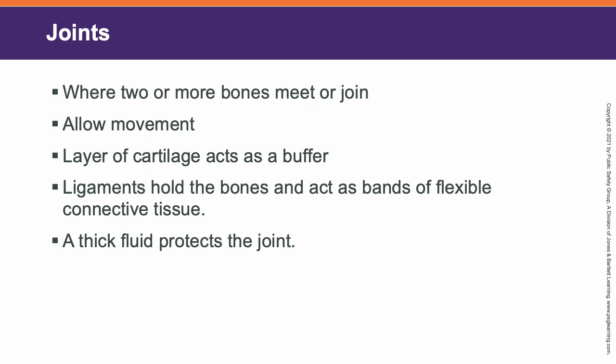Ligaments help hold the bones in place. Ligaments are made up of bands of flexible connective tissue, but they are there to hold the structures there. Okay, ligaments do not contract and relax, whereas muscles and tendons do, which we're going to talk about next. There is also a thick fluid in between those bones called synovial fluid that helps protect the joint and allows those bones to glide past each other without causing damage.